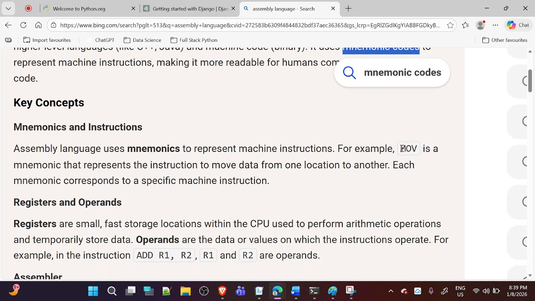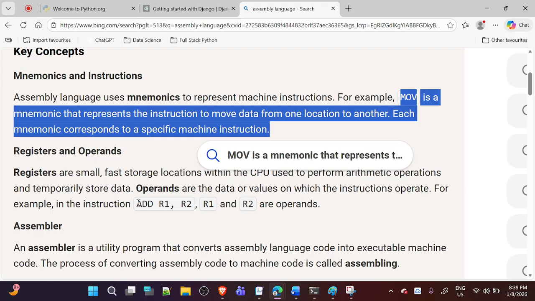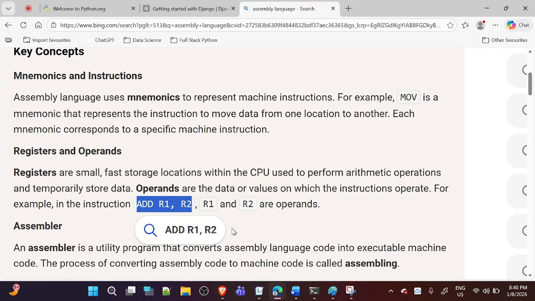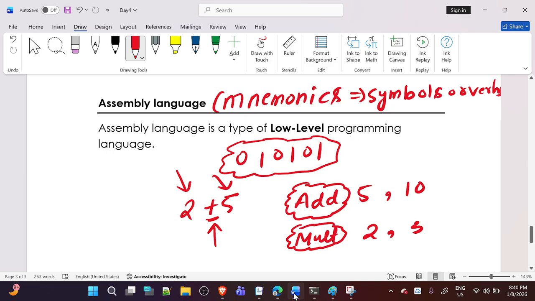For example, here the mnemonic is MOV, M-O-V. And here the mnemonic is ADD R1, R2. So these are mnemonics. Okay, let's come back. Let me just erase this.